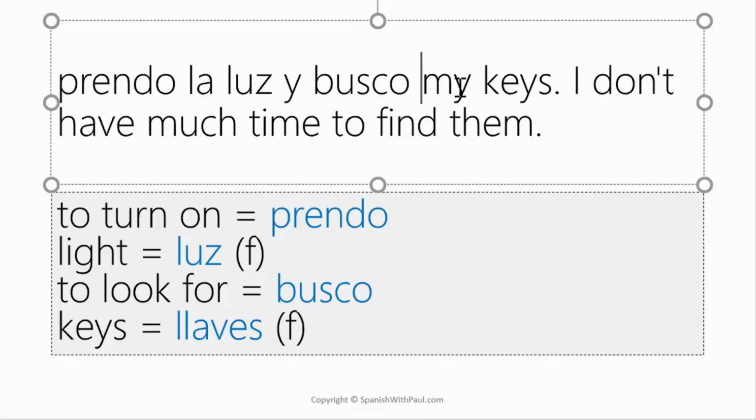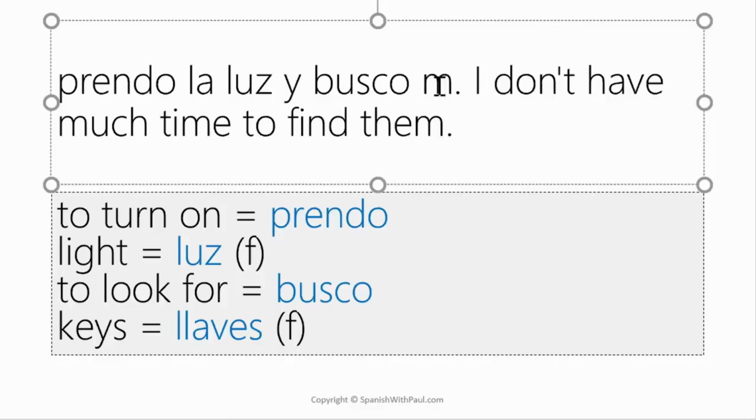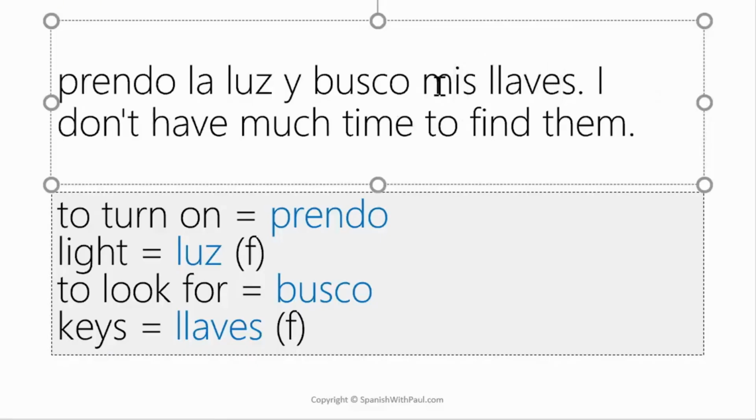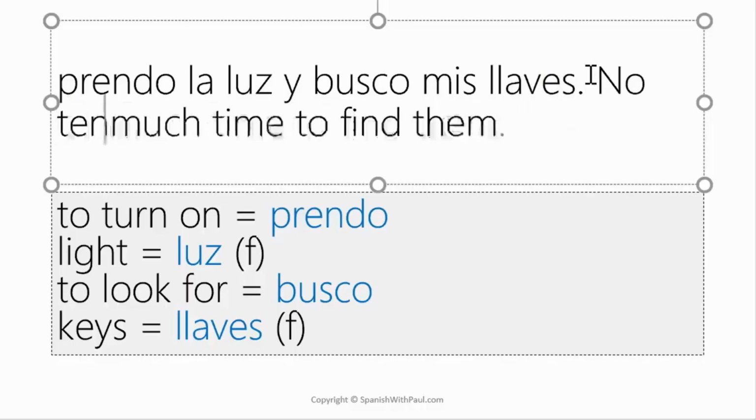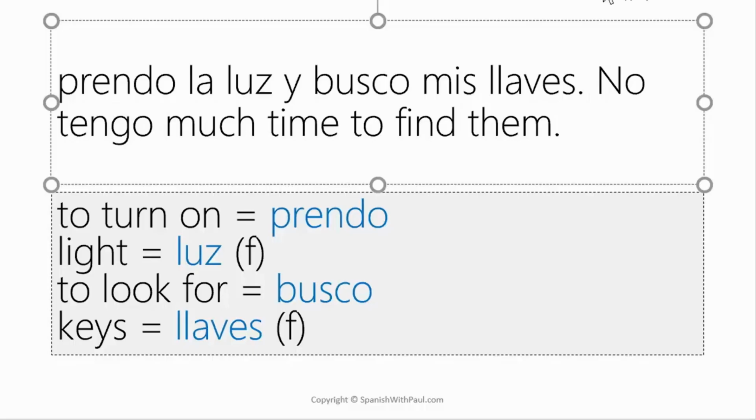Now we have my keys. We have a possessive pronoun here in plural. So what would that be? We know it's llaves, so my keys would be mis llaves. Now the rest is a lot quicker because we already have the vocabulary required to do it. So I don't have much time. I don't have would be no tengo. Much time or a lot of time, mucho tiempo.